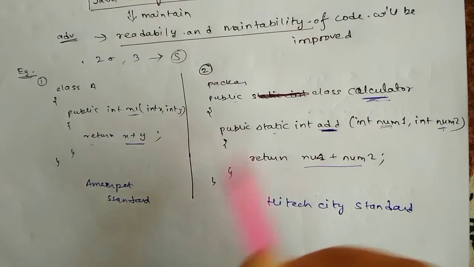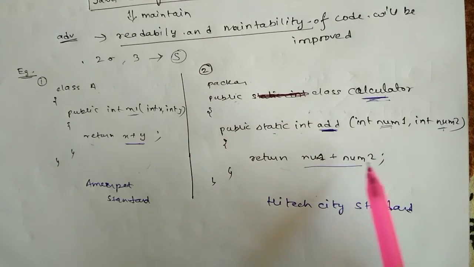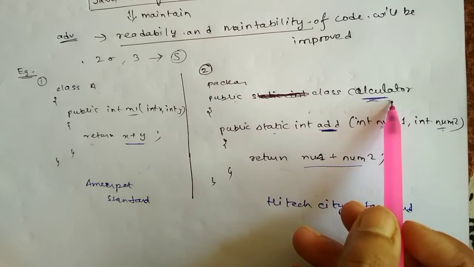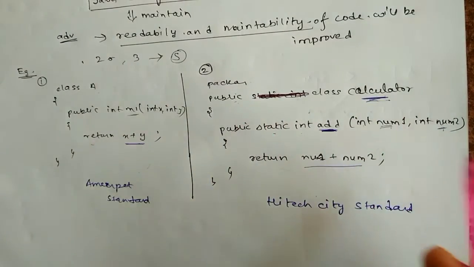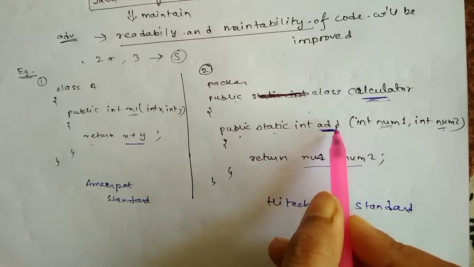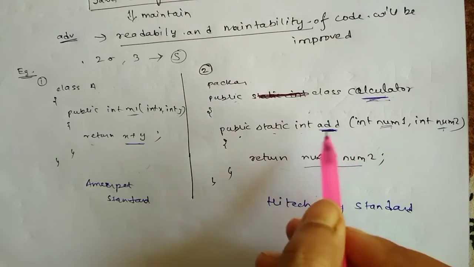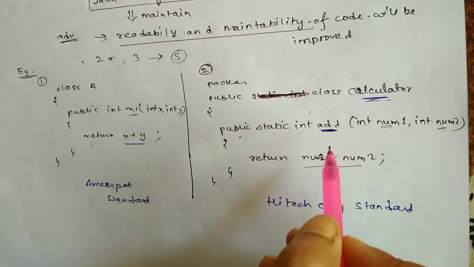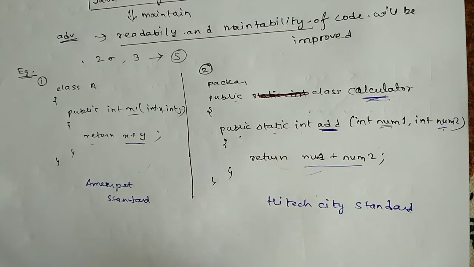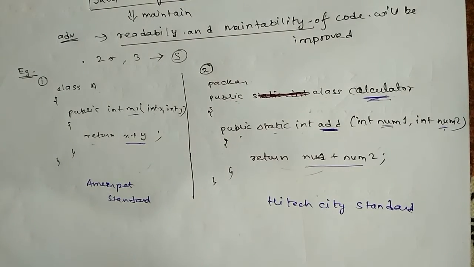But in the second case, if we provide this program to any other user, they can tell this must be a program of a calculator, after looking at the first line only. And after looking at the first line of the method, they can even say that this block is used for some addition. So this is the basic difference, so we have to maintain the Java coding standard.